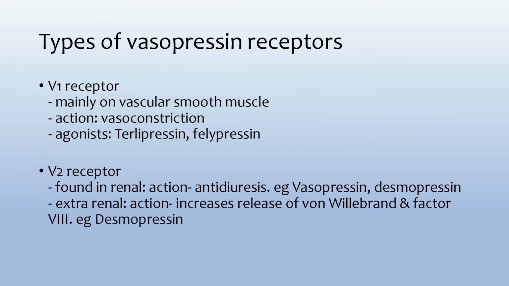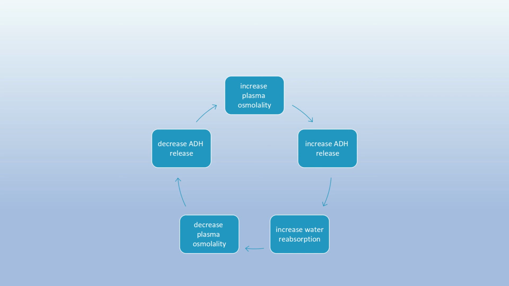There are two types of vasopressin receptors. We have the V1 and V2 receptor. V1 receptor is mainly on vascular smooth muscle as a vasoconstrictor, for example terlipressin and felypressin. Terlipressin we use in esophageal varices bleeding for constriction of the splanchnic circulation. V2 receptor can be found in renal and extrarenal. Renal as antidiuresis, for example vasopressin and desmopressin as mentioned earlier, and extrarenal increases release of von Willebrand factor and fatty acid, for example desmopressin. For physiology of ADH, when there is an increase in plasma osmolality, this will increase ADH release, which will then increase water reabsorption, hence decreasing the plasma osmolality, which will then reduce ADH release.